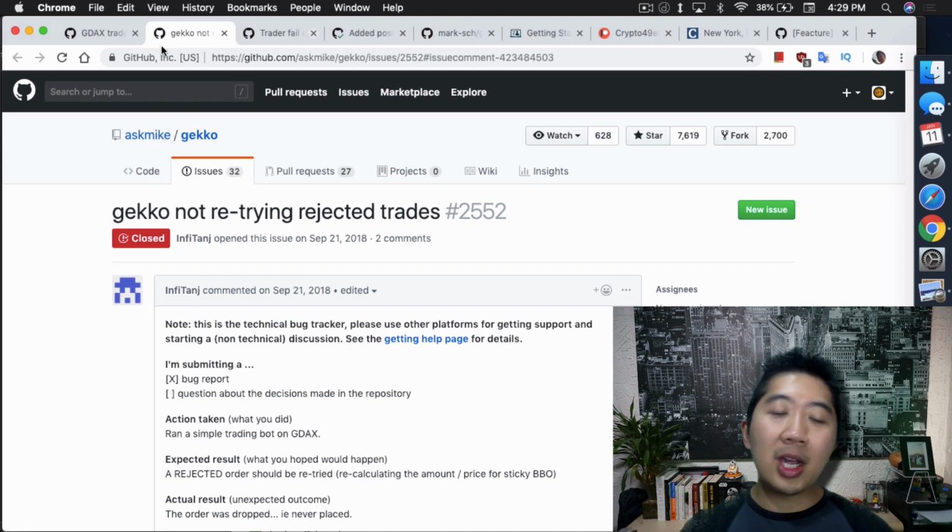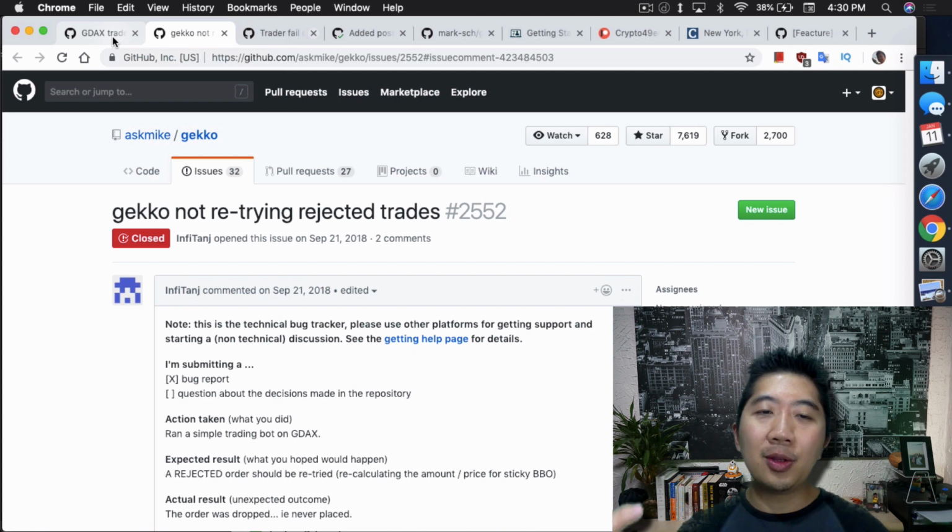These trades are rejected for specific reasons. I think a lot of people use Coinbase Pro with Gekko specifically because Coinbase Pro allowed you to put in limit orders, and limit orders are maker orders. Basically, you are a market maker. You are providing liquidity to the exchange. So Coinbase Pro, to reward you for that, doesn't charge you any fees.